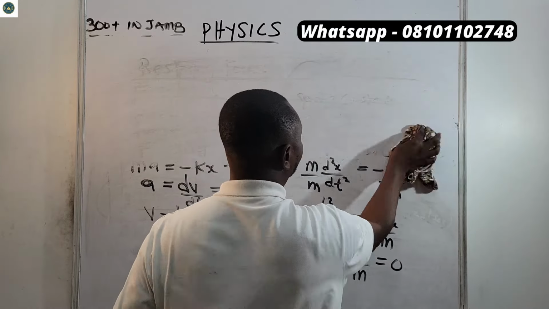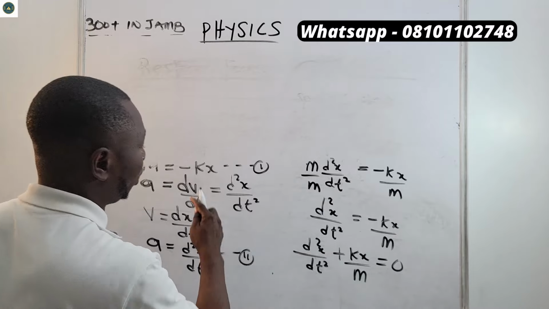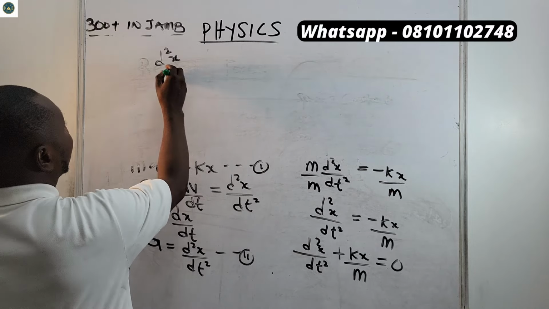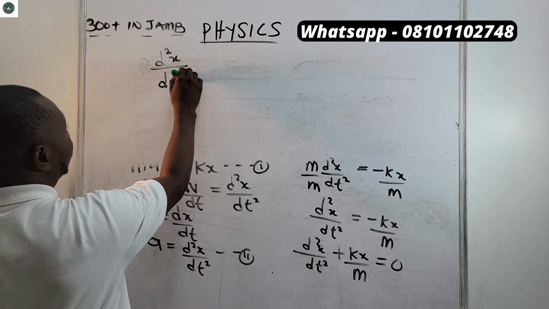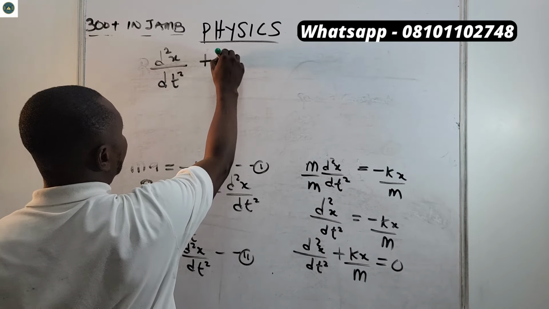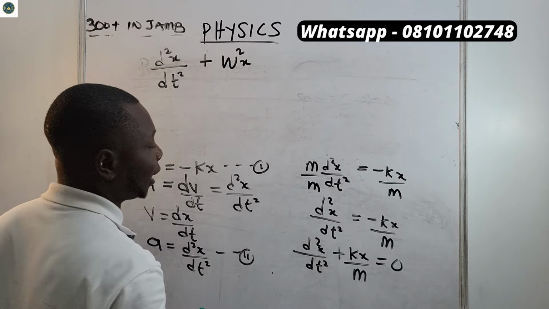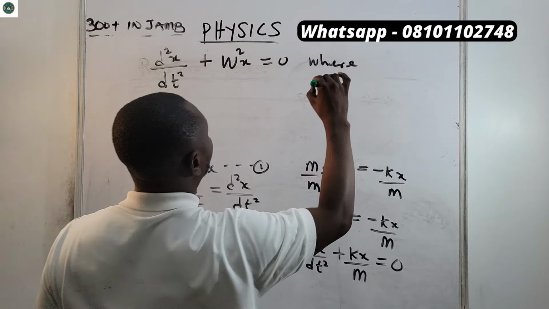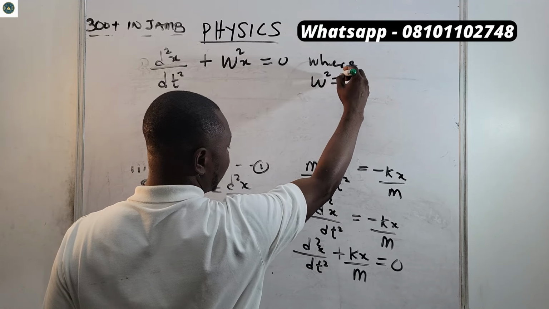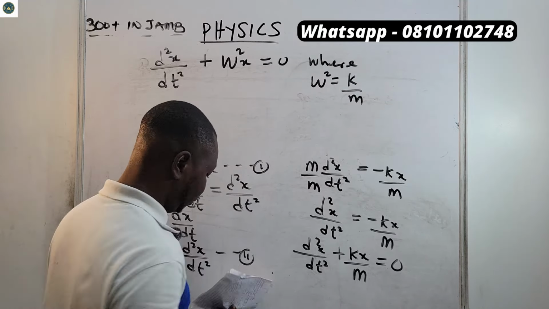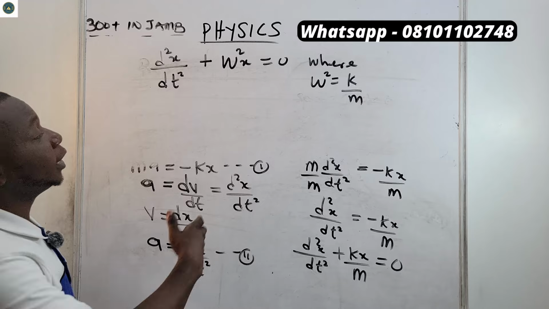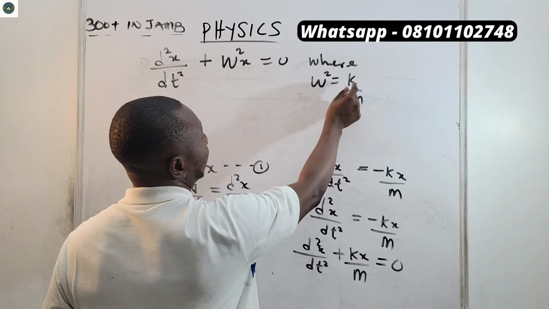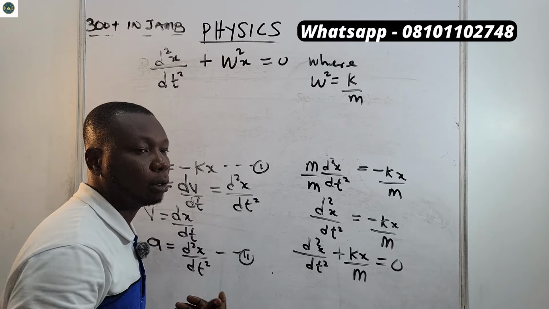To break it further, mathematically, we can have d squared x over dt squared plus omega squared x equals to 0. So where omega squared is k over m. So that means the square of the angular velocity is the force constant over the mass.